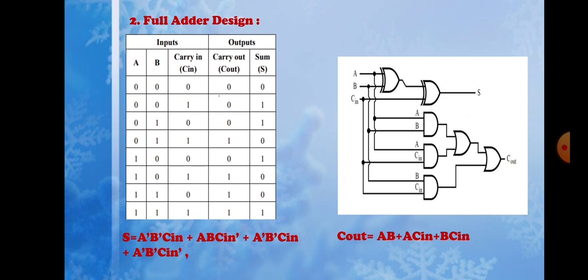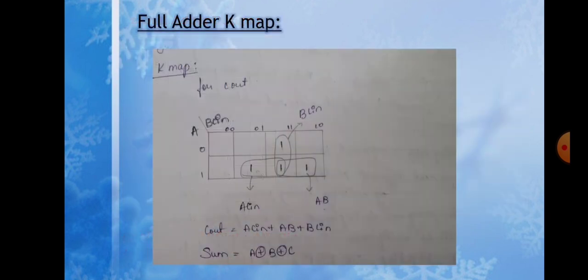So you can also see the circuit diagram of full adder design. By its table, we can see the C out K map, that is carry out K map. We have 1 in third position, fifth position, seventh position, and also the sixth position is 1. So we can describe the carry out equation as A C in, AB, B C in, and the sum equals A XOR B XOR C in.